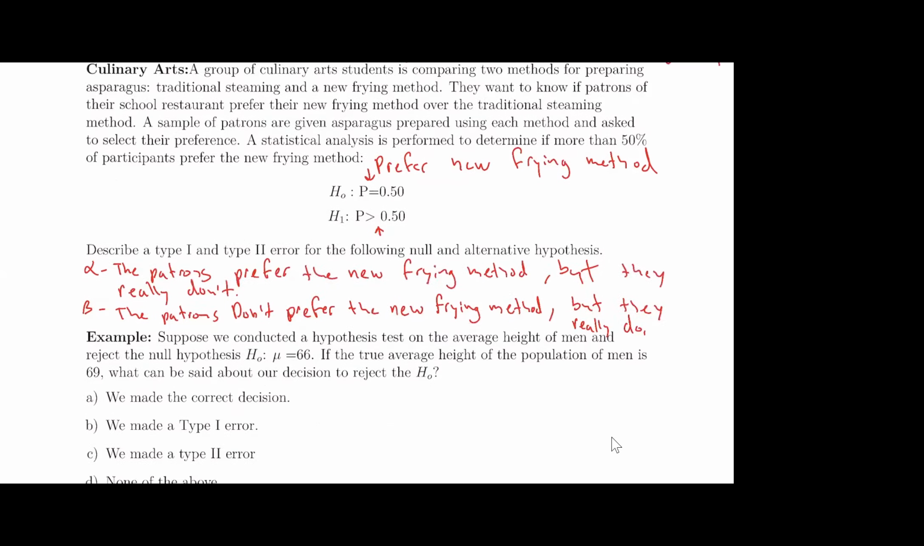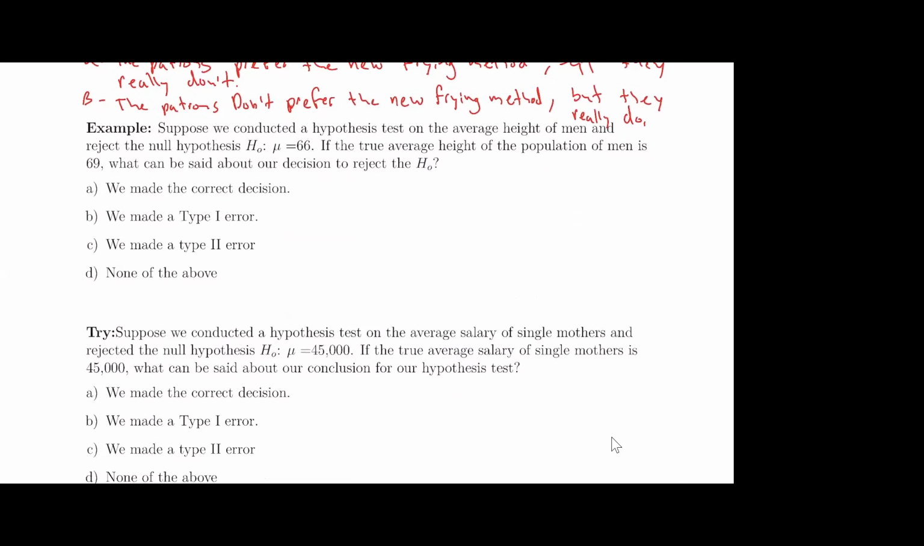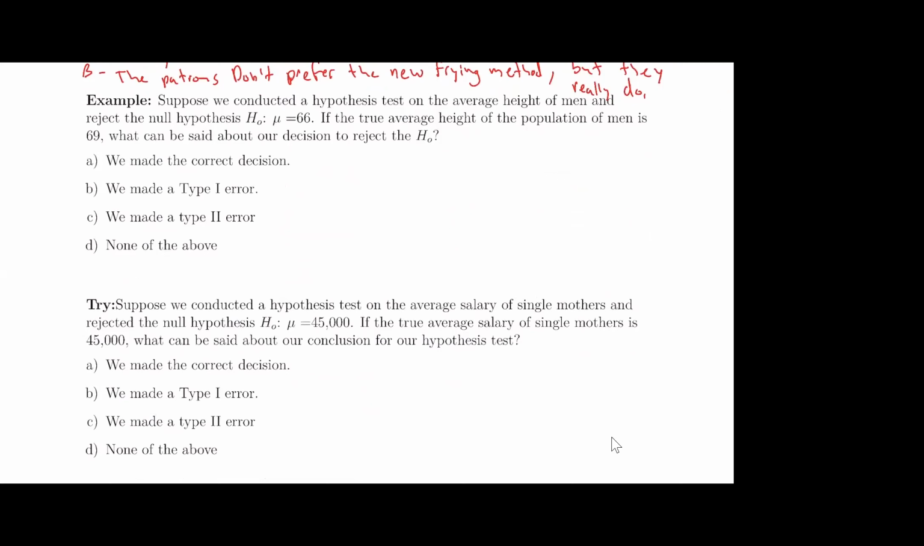All right. So let's do these next two. It says, suppose we conduct a hypothesis test on the average height of men and reject the null hypothesis that H0: mu is equal to 66 inches. If the true average height of the population of men is 69, what can be said about our decision to reject the null hypothesis? Think about it like we're trying to see if the average height of men from like 10 years ago is still valid for today.